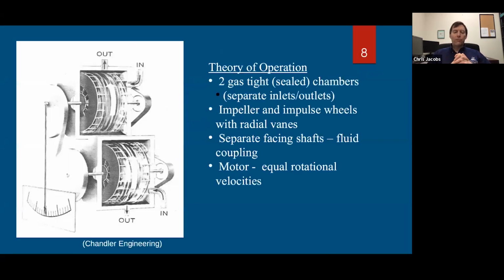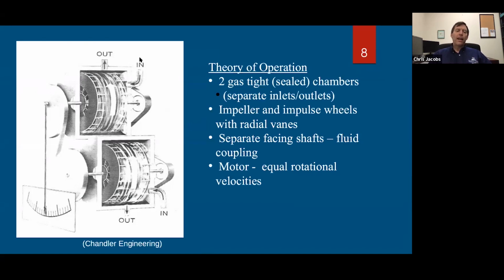So how exactly does this work? How do we determine the specific gravity by using two gas streams? This is an interior diagram of what's inside the gravitometer. We have two gas-tight sealed chambers here, identical. We have one here, and one at the bottom. They both have separate inlets and outlets.